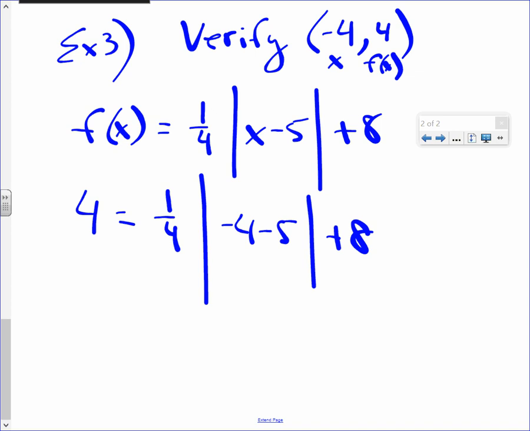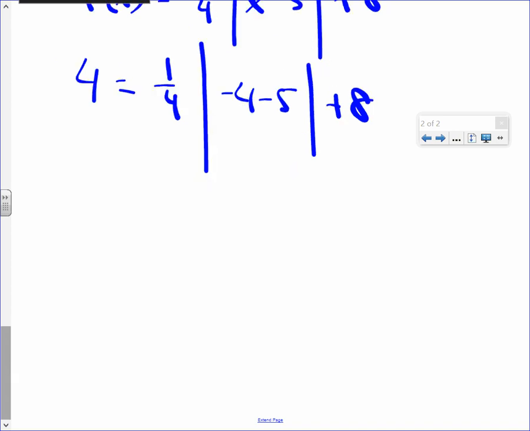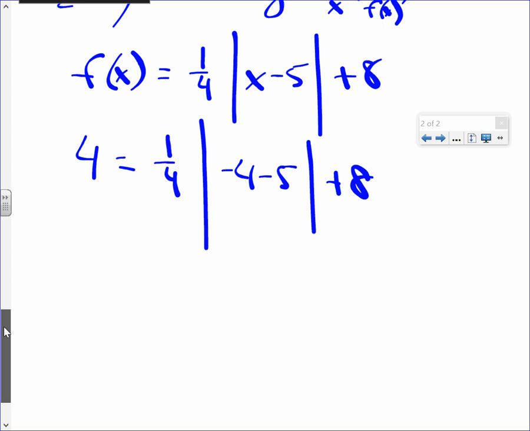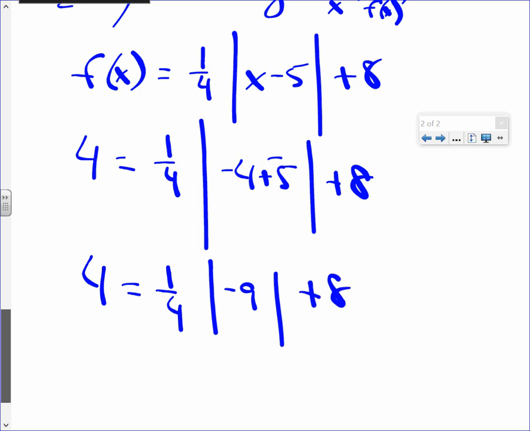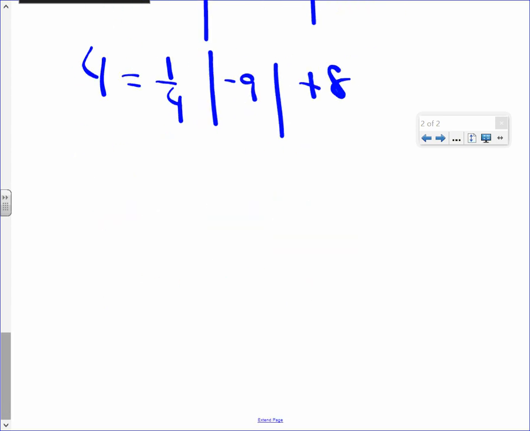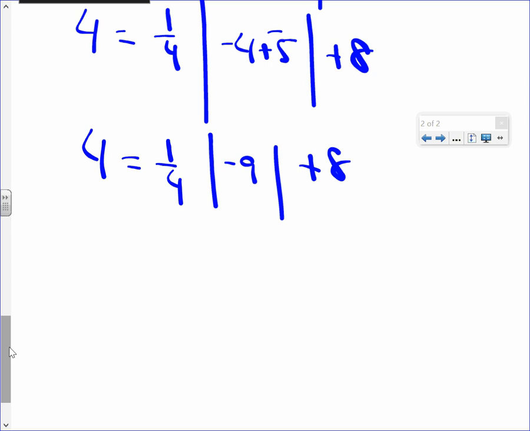F of x then. Actually, let's replace f of x with. What should I replace f of x with? Well, remember connect 4? The first number is always x, the second number is always f of x. Okay, so let's replace it with 4. Negative 4, it's the second number. So 4 is 1/4 absolute value of negative 4 minus 5, plus 8. Rocking and rolling.